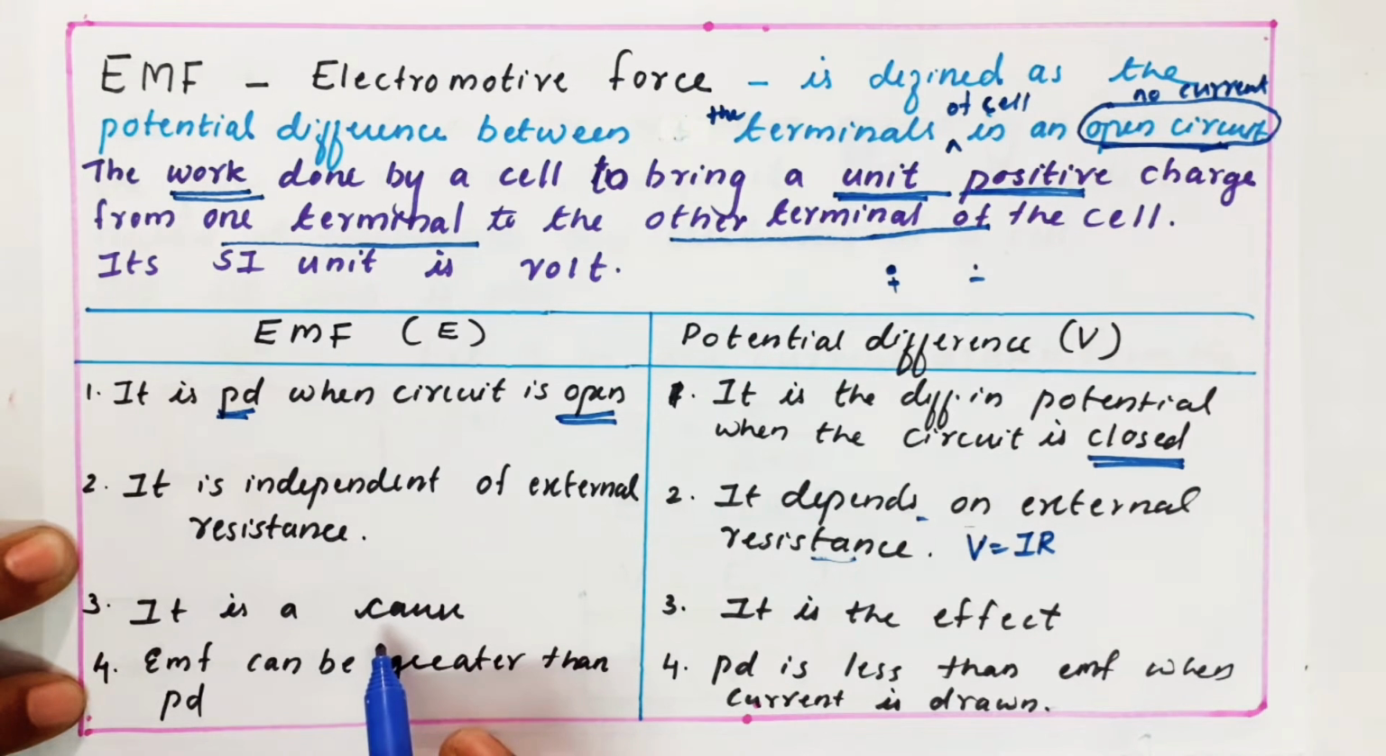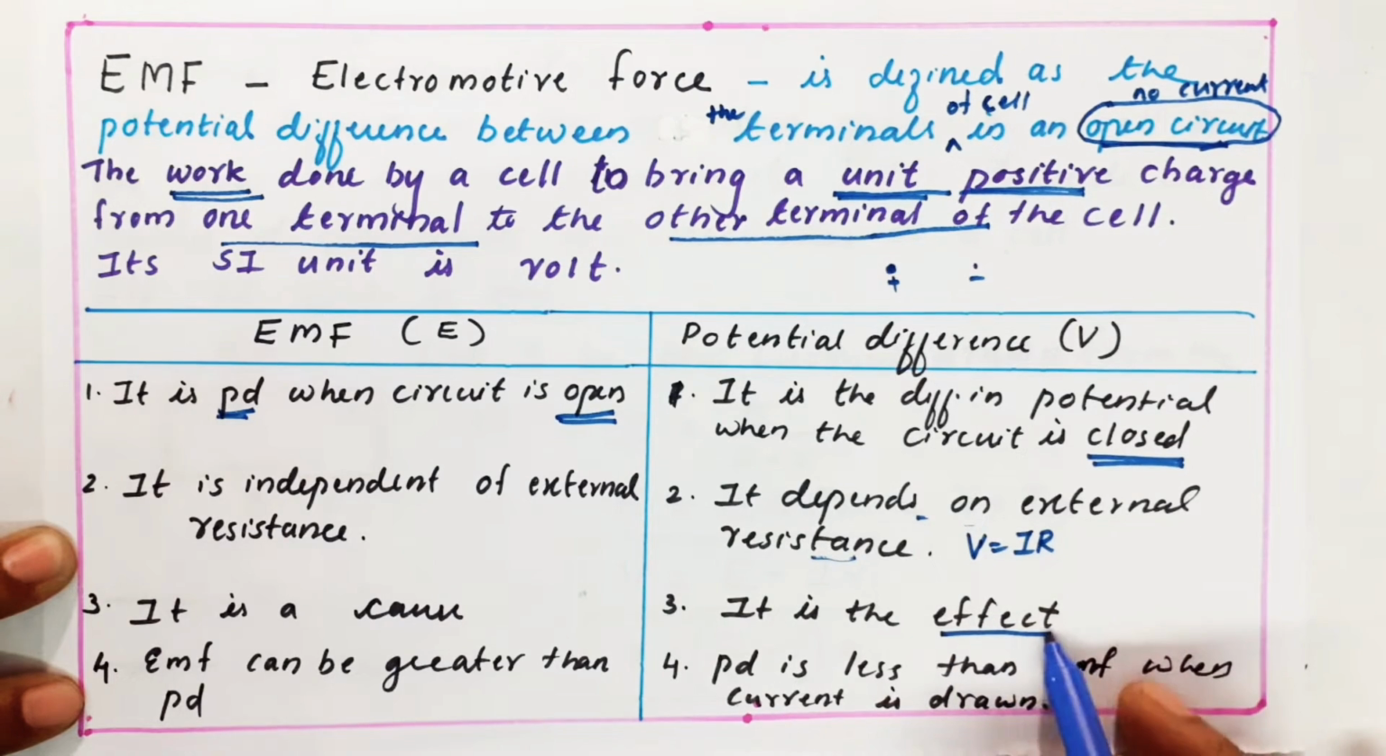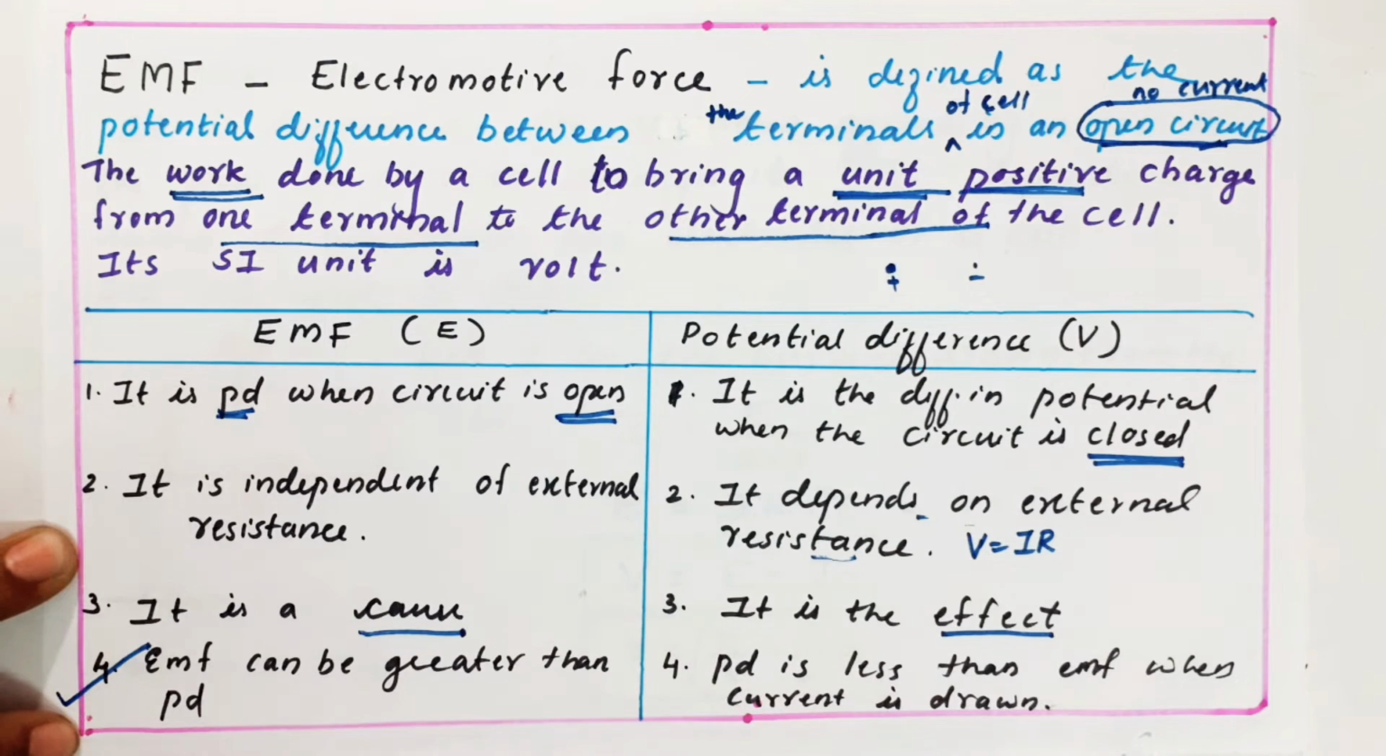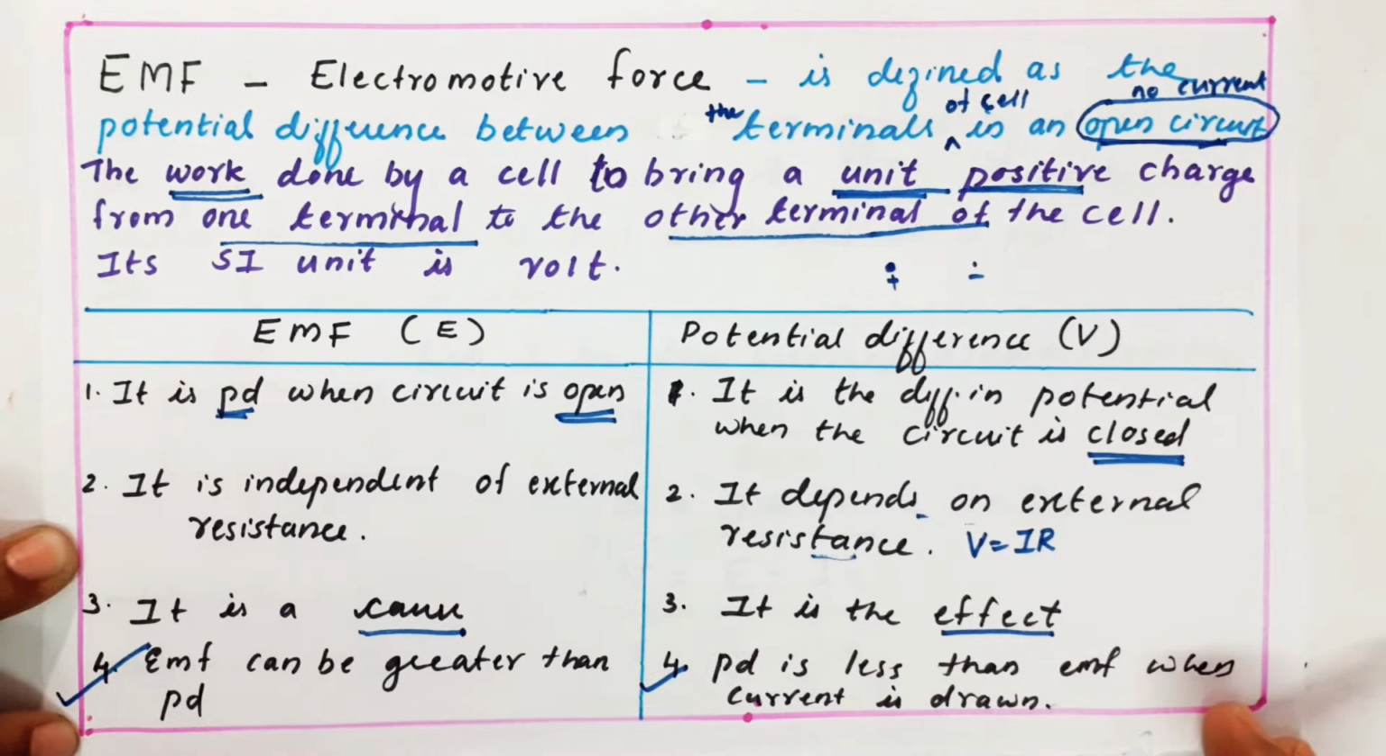EMF is nothing but the cause. Due to that cause, potential difference is the effect. So that is a basic difference. EMF is the cause and potential difference is the effect. And EMF can be greater than potential difference. A very important point: the potential difference is less than the EMF when current is drawn. If we are drawing current from that cell, potential difference always should be lesser than EMF.